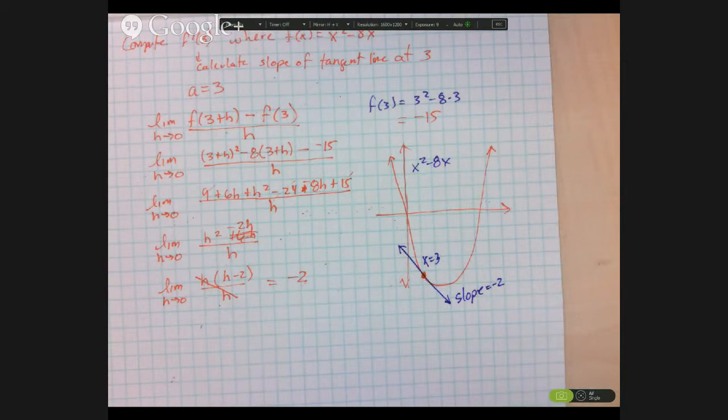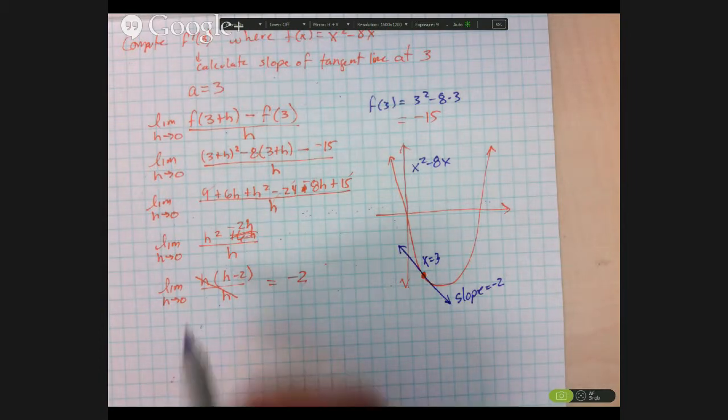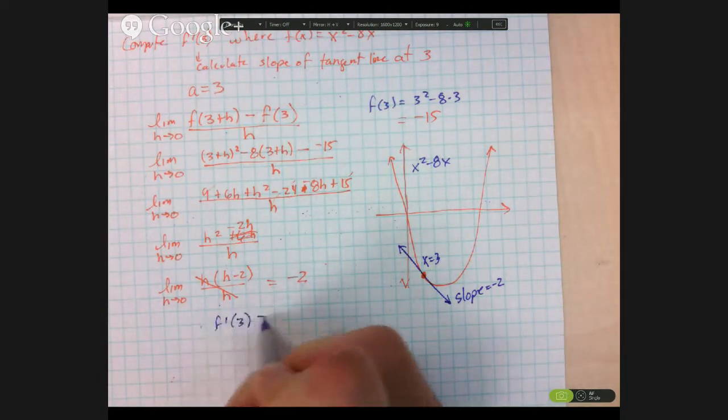It's the sketch. If you put it on your calculator, you'll see. Trust me. -2 is fine. So you would write f prime at 3 equals -2.